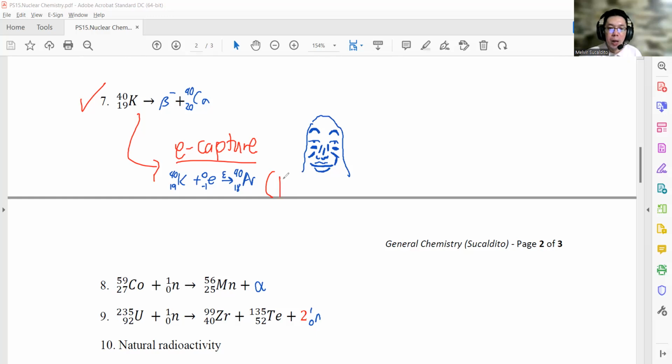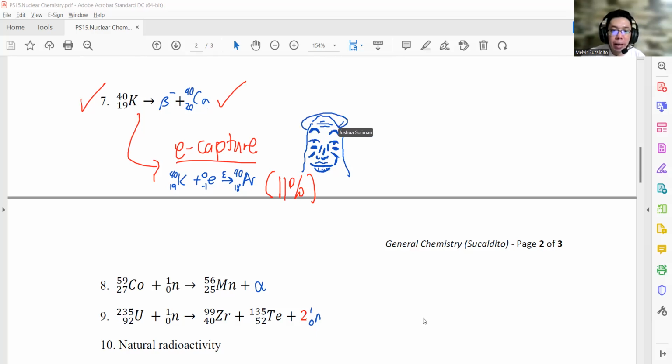11% po. Ayun, lagi mong tatandaan yan. 11% ang electron capture ni potassium-40. Then majority, 89%, will be undergoing decay to form calcium-40 via beta emission.